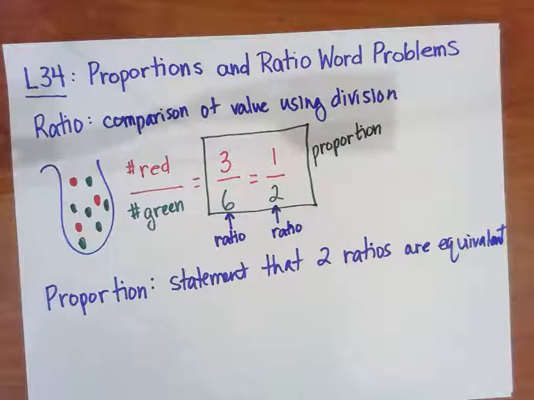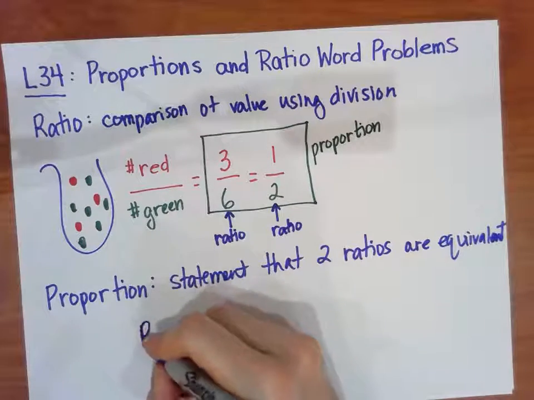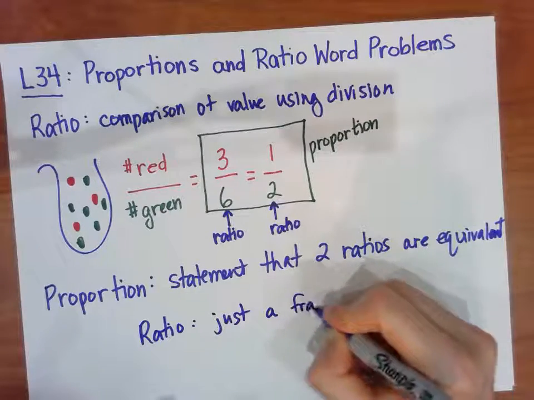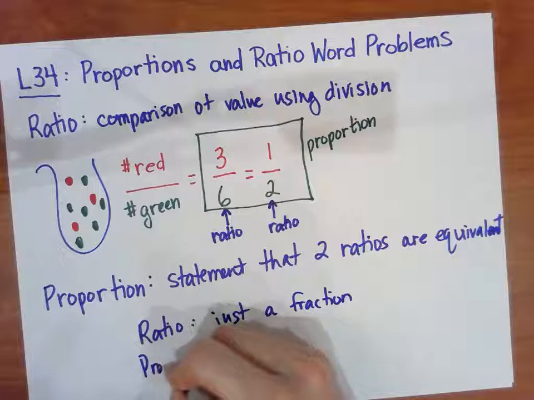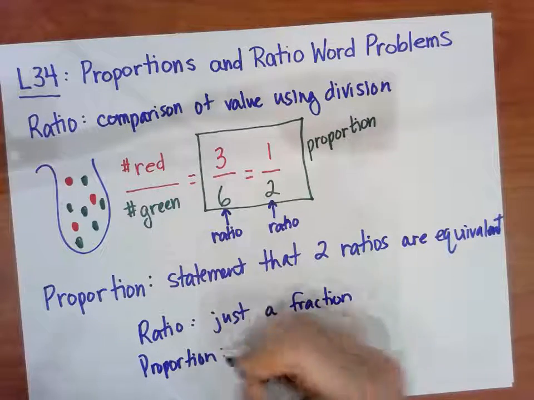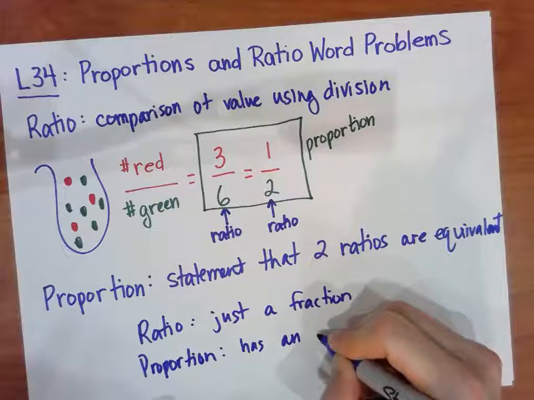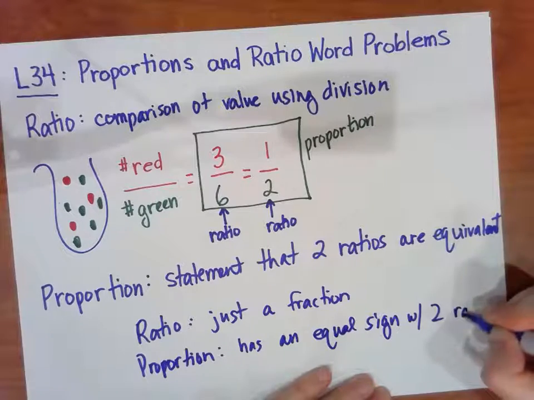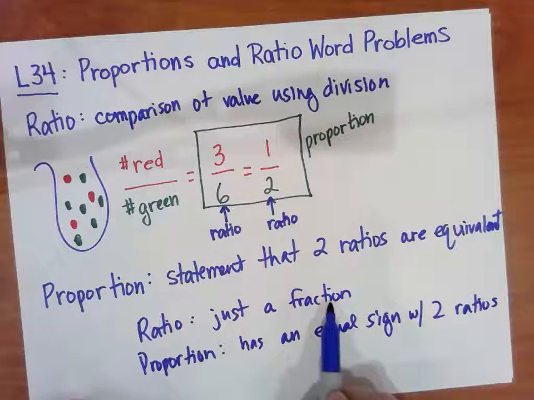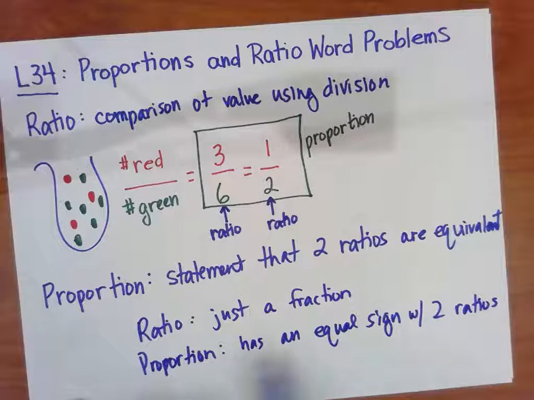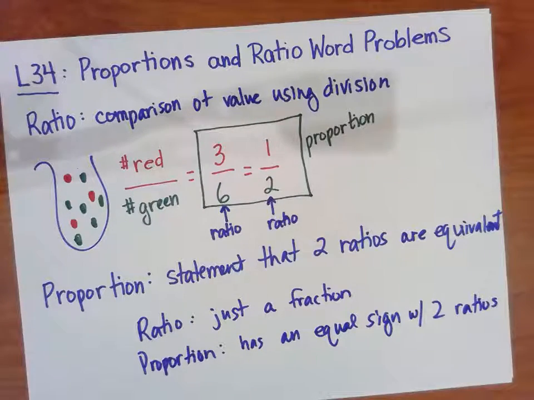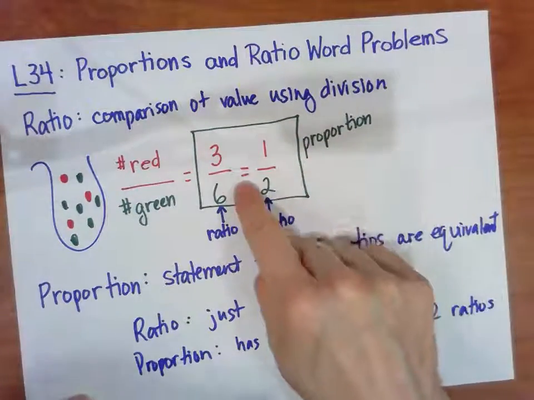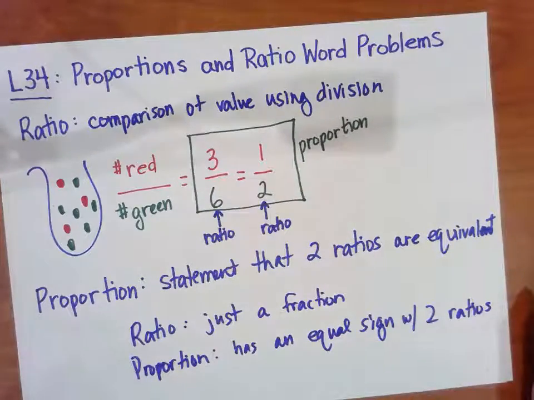So I hope that you can see the difference. Okay, a ratio is just a fraction, whereas a proportion has an equal sign with 2 ratios. So this is just a single fraction, and the proportion is some kind of an equation, it will have an equal sign in it. So that's how you can tell if you're looking at just a ratio like this or that, or a proportion where you've got an equal sign that's stating 2 things are equal.